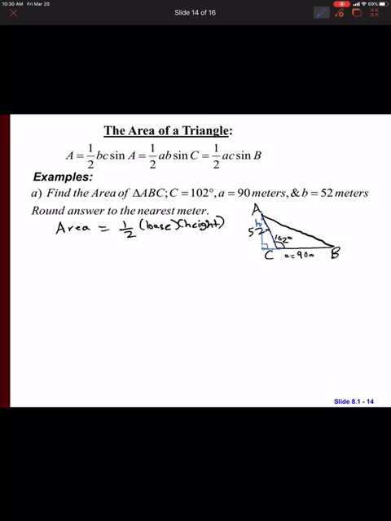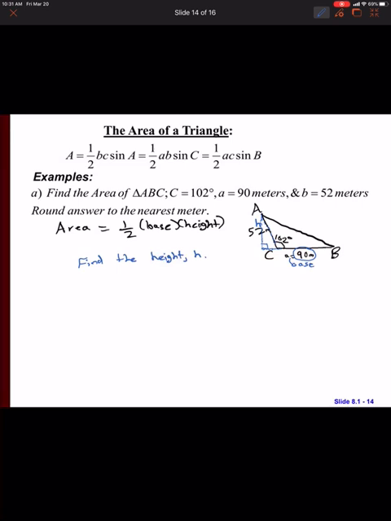So again, let's talk about that. Our base, well, here's our base. There's the base of our triangle, 90 meters in length. Now let's find the height. So let's go find H. Let's find the height. To do that, let's use some right triangle trig. The height is this piece right here.